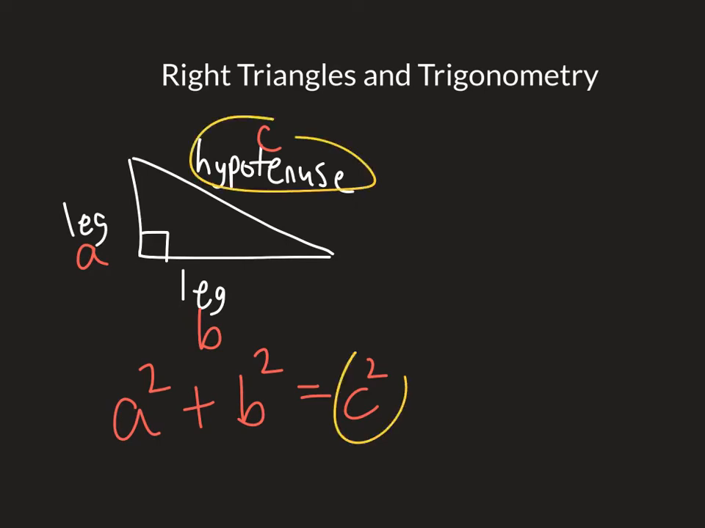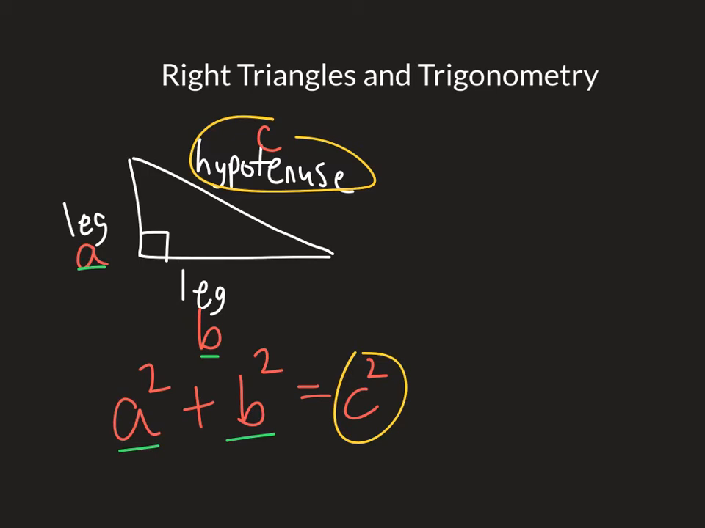Just make sure that your C, or hypotenuse, is the one on the side of the equation by itself, and that the two legs are the two that get added together. It doesn't matter which one's A and B, just leg 1 and leg 2. And don't forget to square them, and you can usually solve those pretty straightforwardly with a calculator.